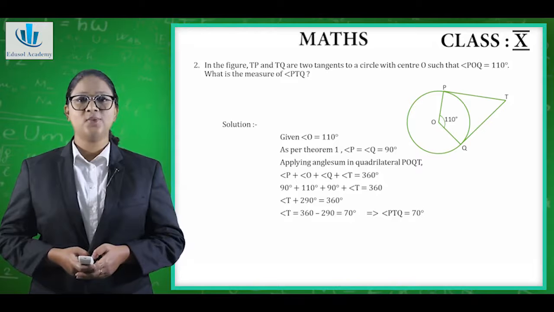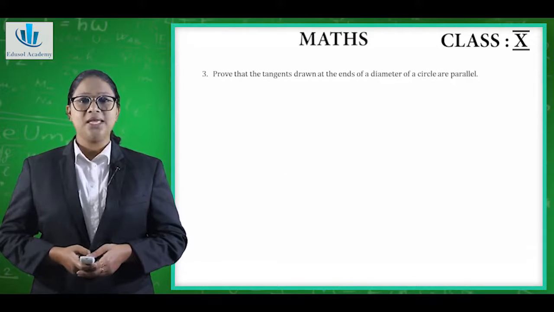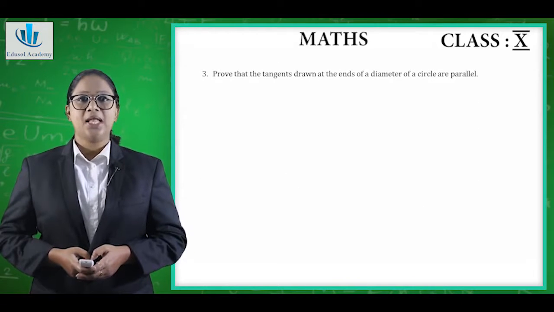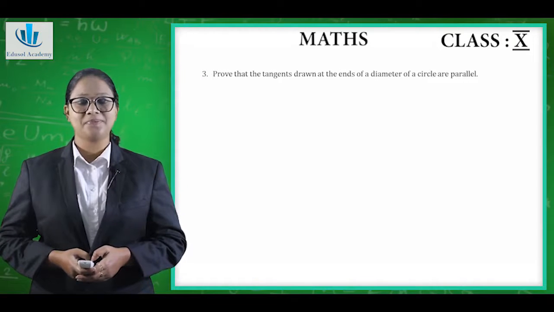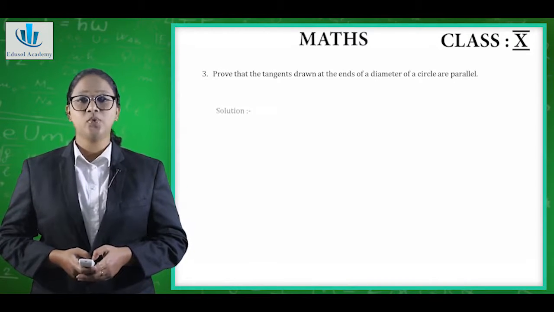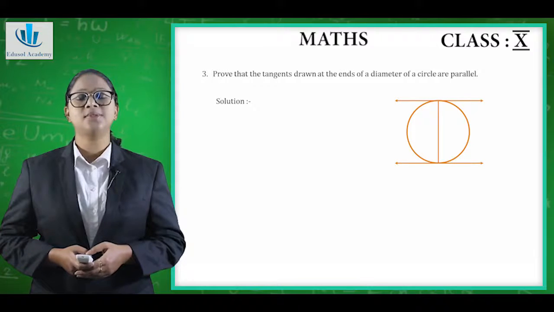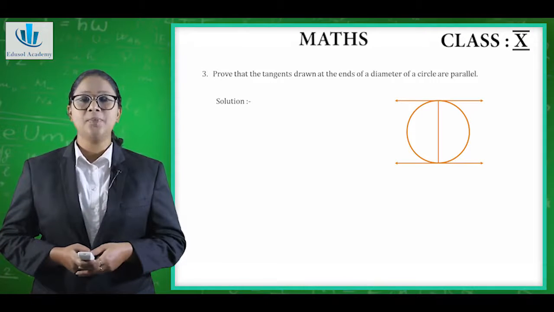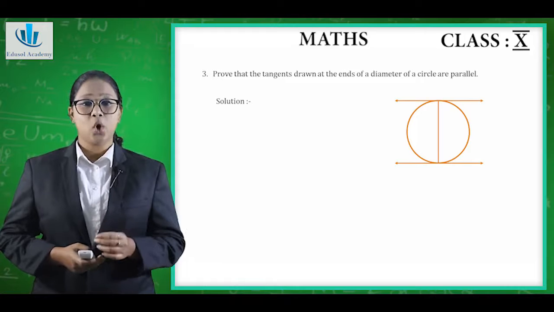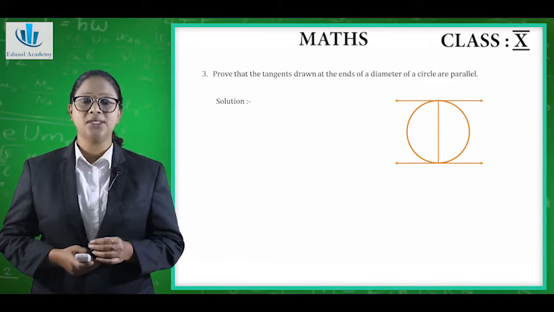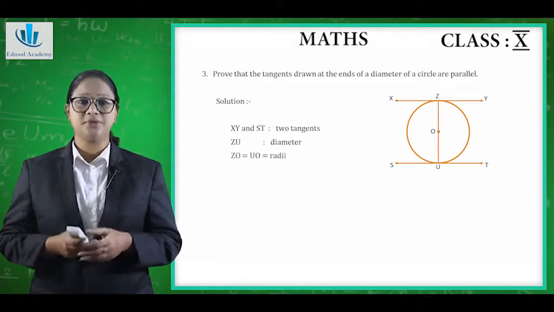Moving on to the next question. Prove that the tangents drawn at the ends of a diameter of a circle are parallel. This is a prove-that type of question, so we have to draw the figure by ourselves. So let's begin by drawing a circle, and the question is to prove that the tangents drawn at the ends of a diameter are parallel. So we have to draw a diameter first.